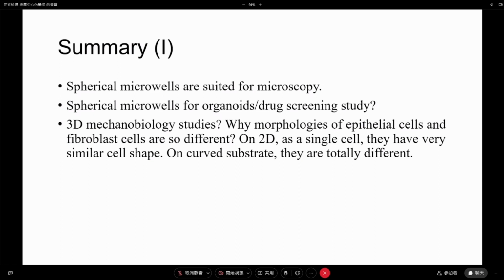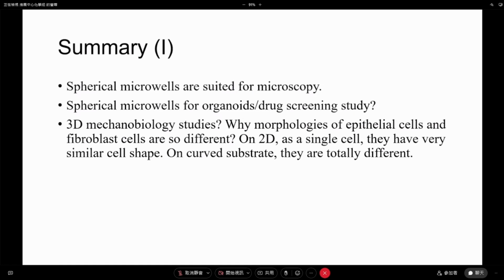Why the morphology of epithelial cell and fibroblast on 2D? On 2D, an epithelial cell is a single cell, and people always say it's always fibroblast. But on the curved substrate, they are very different. So intrinsically, the cytoskeleton distribution has some different cross-linking.